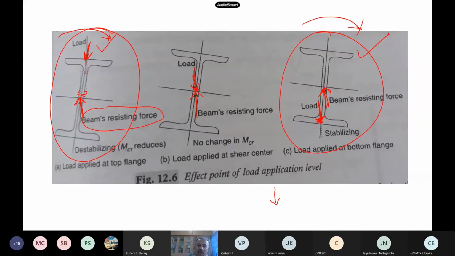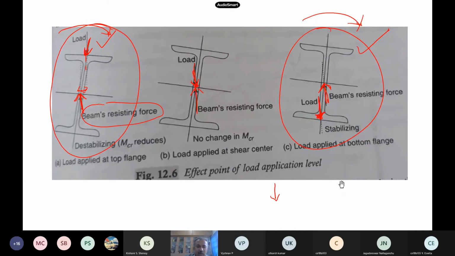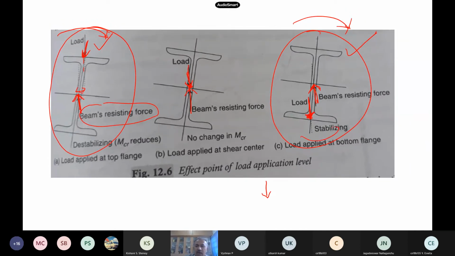Whereas here, at the bottom flange, this is trying to bend like this, but the load is trying to bend it in this direction itself. So you will have a moment in this direction also. This is what we call a stabilizing effect, whereas the other case we call a destabilizing effect. And of course this one, it doesn't make any difference, both of them are the same, because the lever arm is acting at the same point.